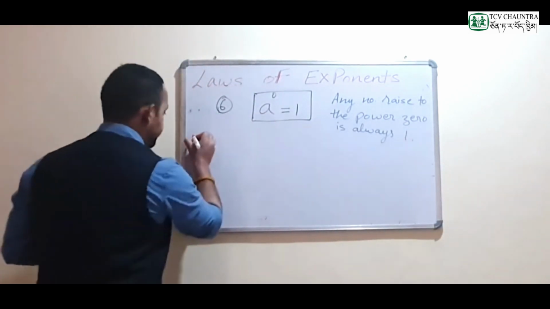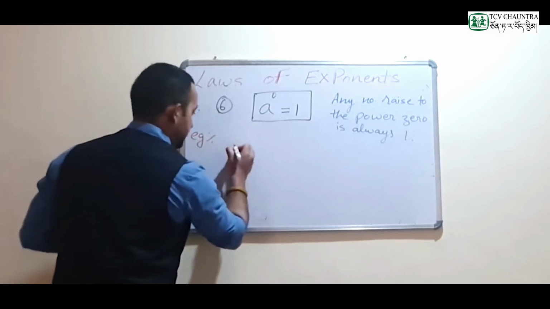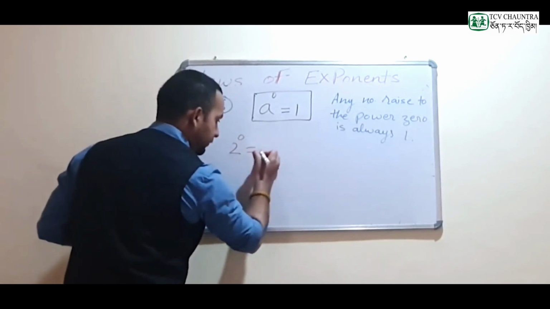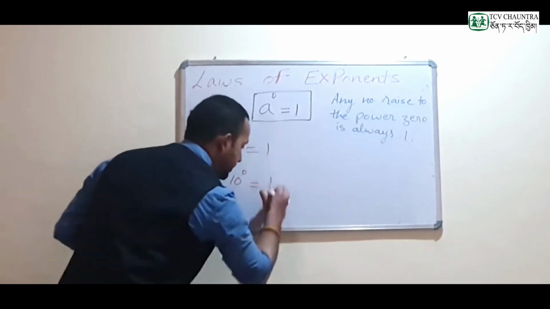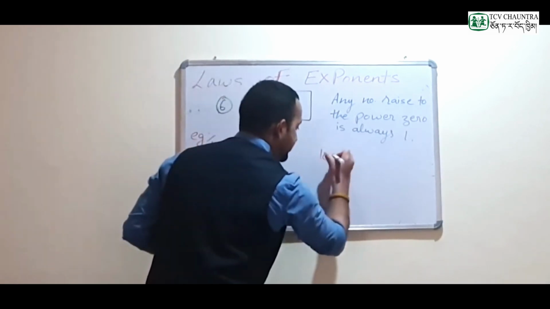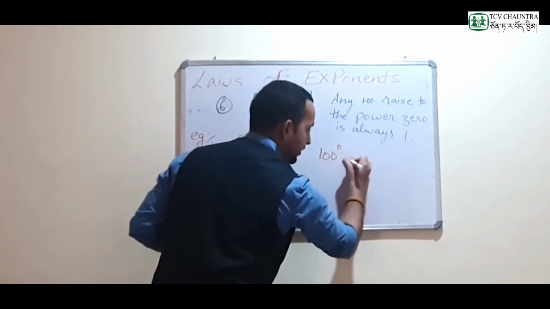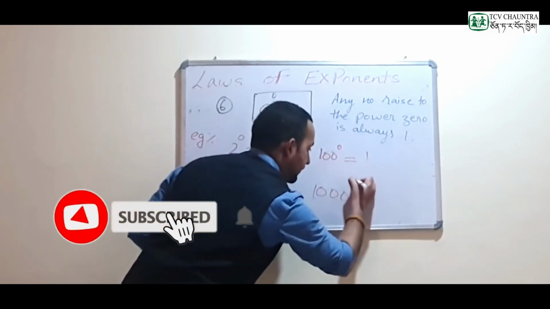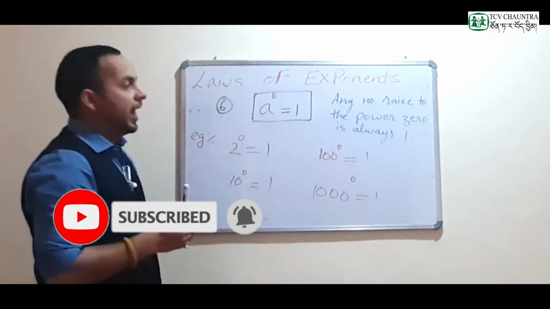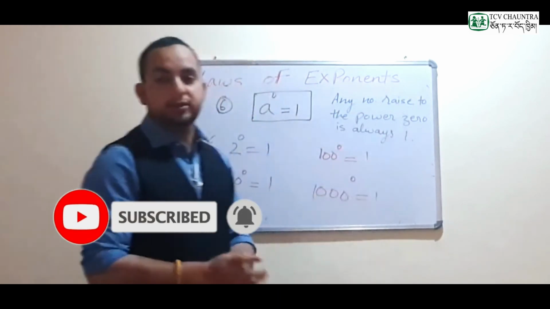For example, 2 raised to the power 0 is always 1. 10 raised to the power 0 is always 1. 100 raised to the power 0 is always 1. 1000 raised to the power 0 is always 1. Any number raised to the power 0 is always 1.